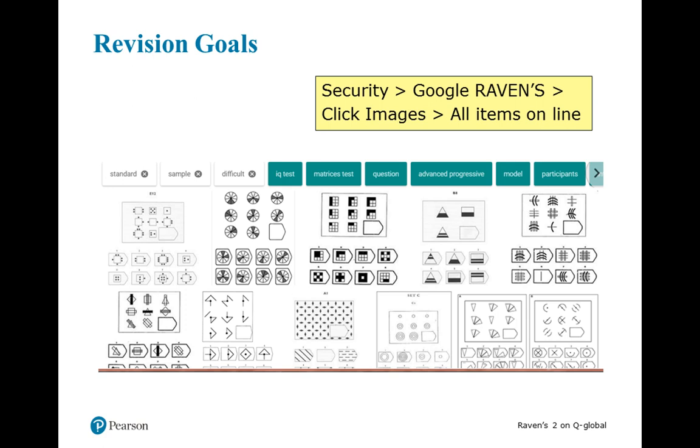Now, if you Google security, Ravens, and click images, you're going to find images from the older versions online. And so you can find them on websites, in published books, or in training materials. So as a result, most of the original Ravens progressive matrices items are public domain, and they're no longer secure.